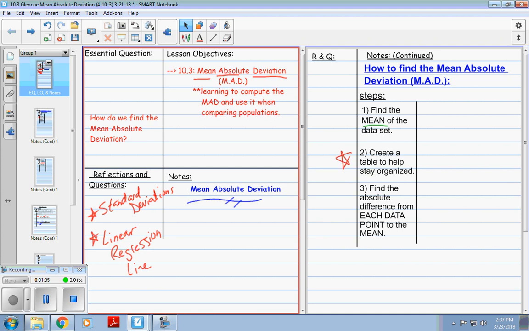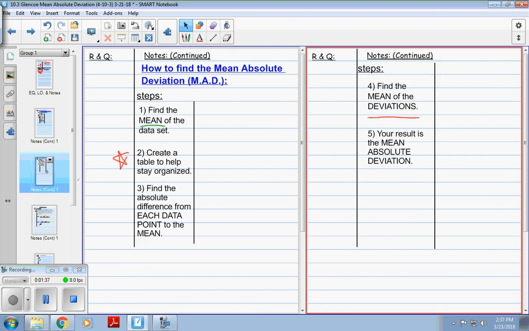So I'm going to get us 2 slides ahead here because you were able to copy down the first 3 steps, but not all 5. So go ahead and copy down the last 2 steps. Pause here and copy down what you see.